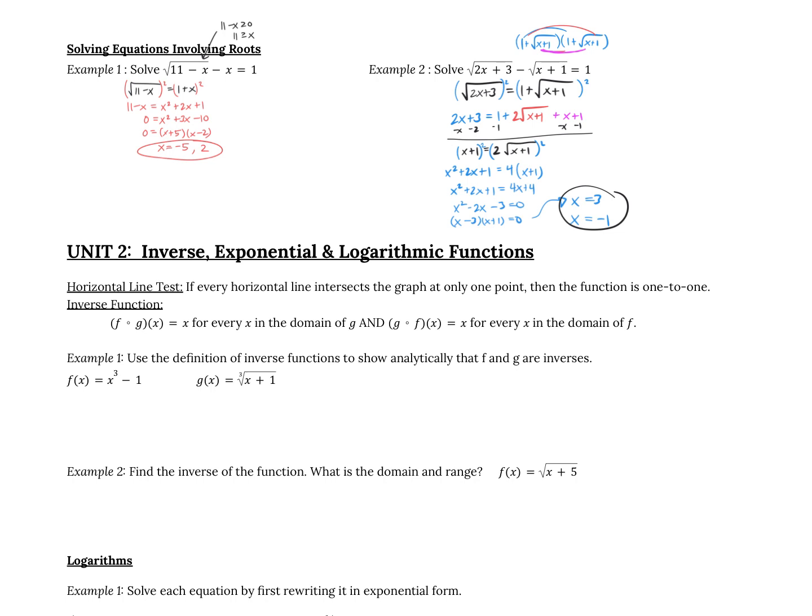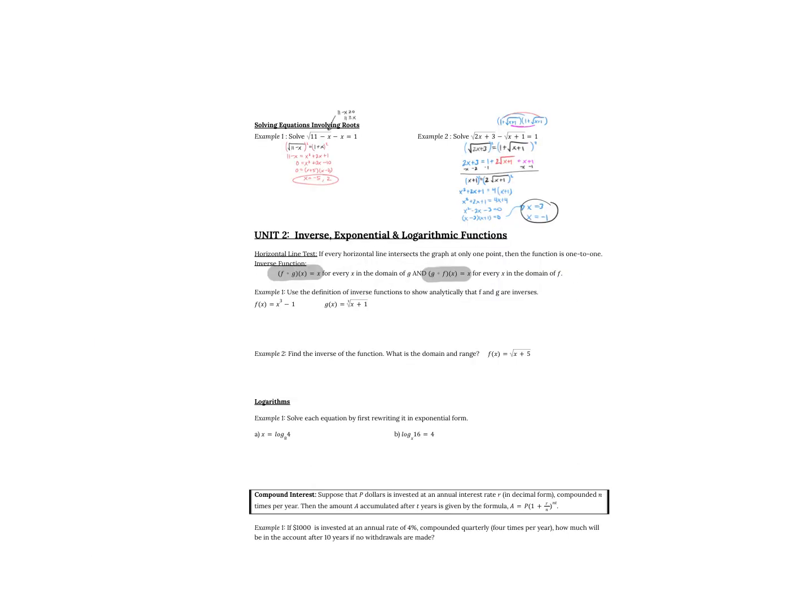If I want to test to see if something is an inverse, I have to do two compositions. I have to do f of g of x and check to see, is that equal to x? And I also have to do g of f of x. Is that equal to x? And if it is, then we have shown that these are inverses of each other. Okay, so let's look at an example of that.